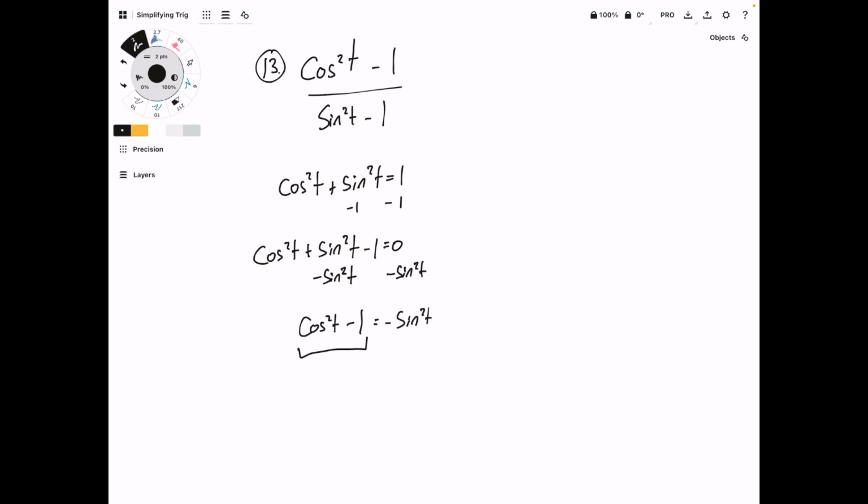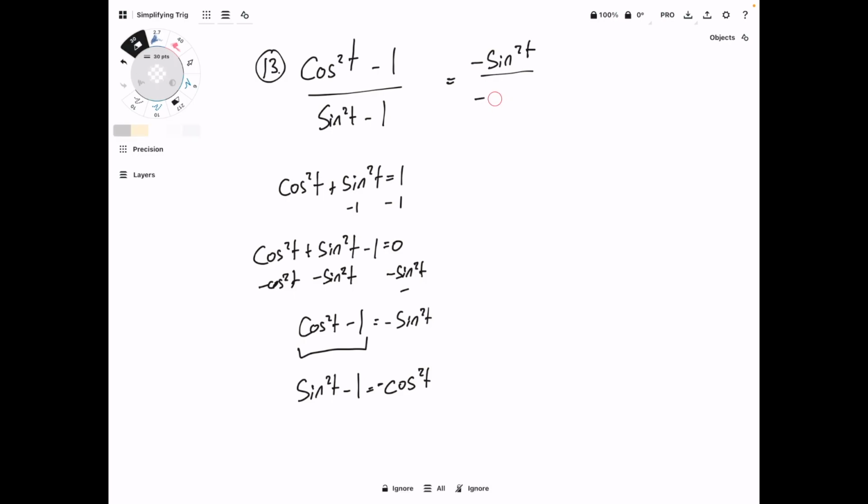So cosine squared t minus 1 is equal to negative sine squared t. So we'll write this out here. Then if we do the same thing, but subtracting cosine squared t on both sides, we're going to get sine squared t minus 1 equals negative cosine squared t. So basically just repeating the process, but subtracting cosine squared this time. So our expression now becomes negative sine squared t over negative cosine squared t. Negative over negative is a positive, and sine squared over cosine squared is tangent squared.